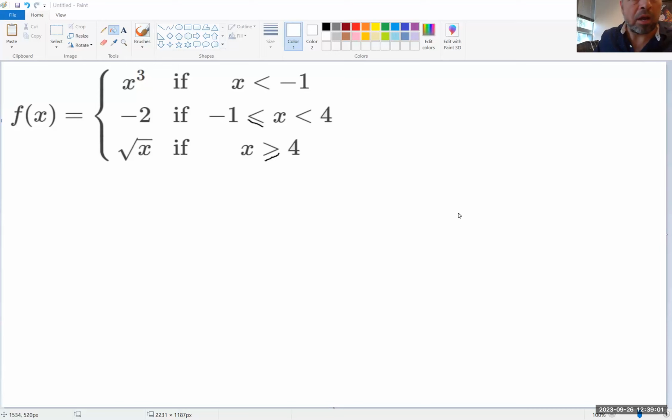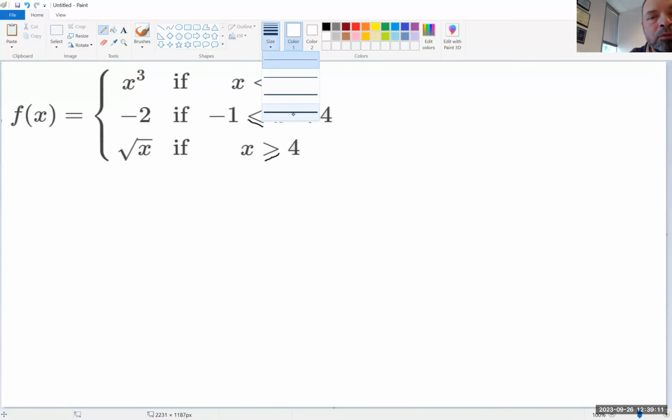Okay, so what we're asked to do is to graph this piecewise function. And so what I'm going to do is begin to work with the first piece, which is this x cubed part of the function.